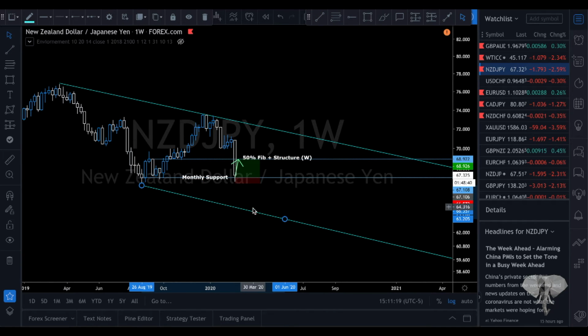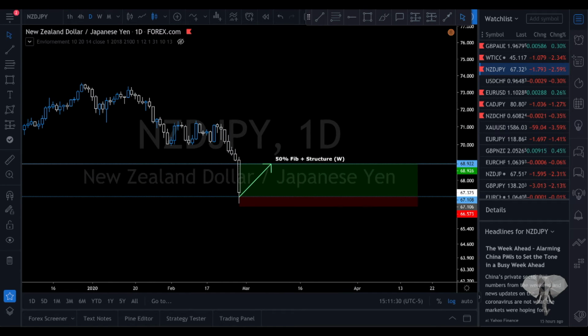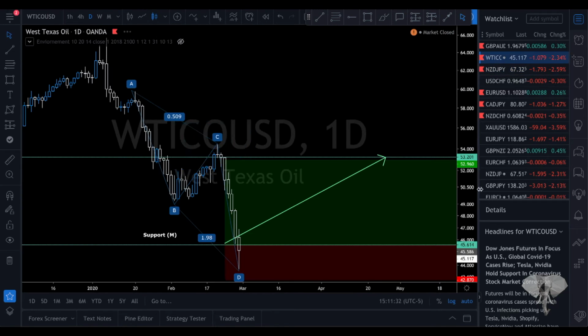another area for us to short would be looking at taking profit down here, but that's days and weeks away from now. For now, we're going to be looking at entering long and then making it to this 50% threshold. Next is going to be oil.